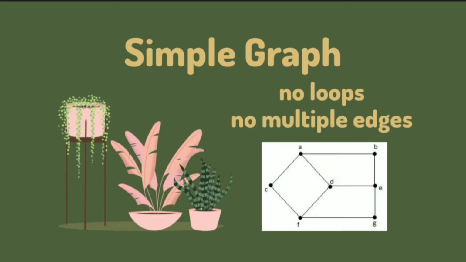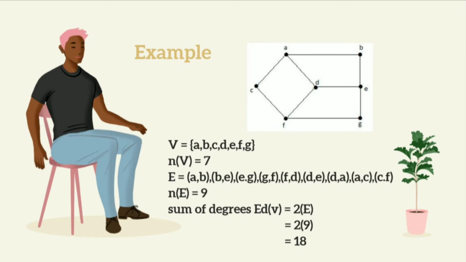What do you understand about a simple graph? A simple graph has no loops and no multiple edges. The sum of degrees of the graph is twice the number of edges. For the example, the vertices are A, B, C, D, E, F, G, and the number of vertices is 7. What about the edges? The edges are A to B, B to E, E to G, G to F, and many more. After we found the number of edges, we can times it by 2 to get a sum of degrees.